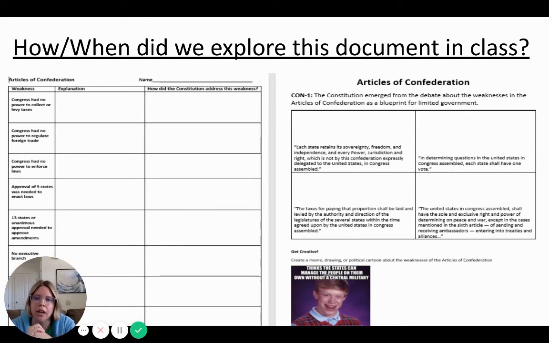So how and when did we explore this document in class? This was early on, probably I think the second week of class. We explored the Articles of Confederation. I didn't have you read the document because the document itself is just very confusing and it's very long. And the main thing you need to know about it is that it was problematic. So we really need to understand more the problems of the Articles of Confederation versus the document itself. So we did a worksheet basically where you explain the problems in your own words, and then we explain how the Constitution addressed that weakness, explain that blueprint. We also did a meme contest as well. You guys made some memes for me around the Articles of Confederation.